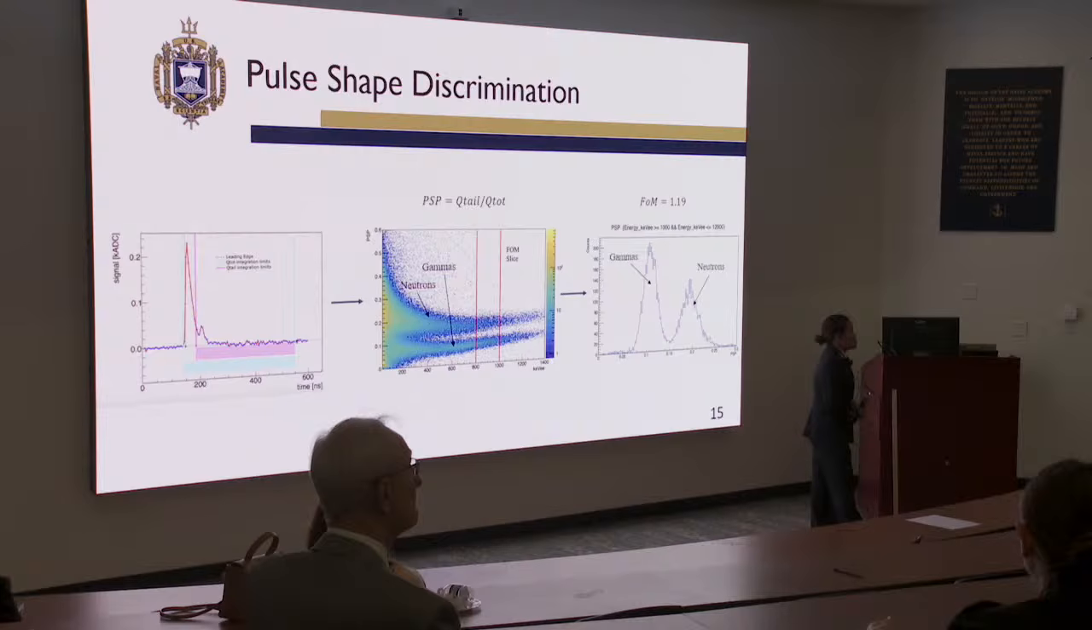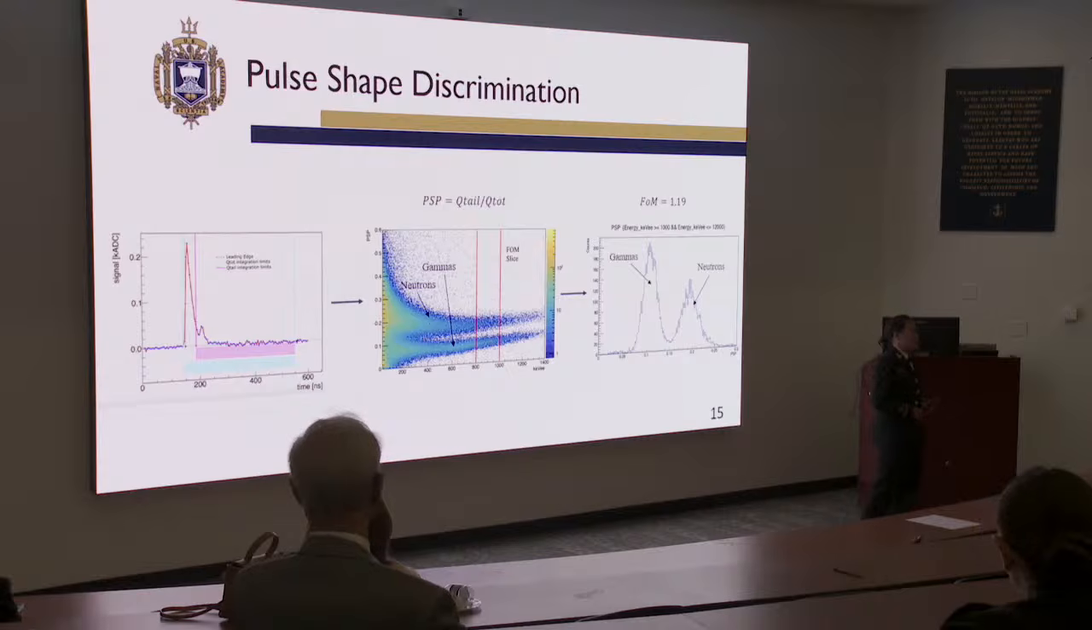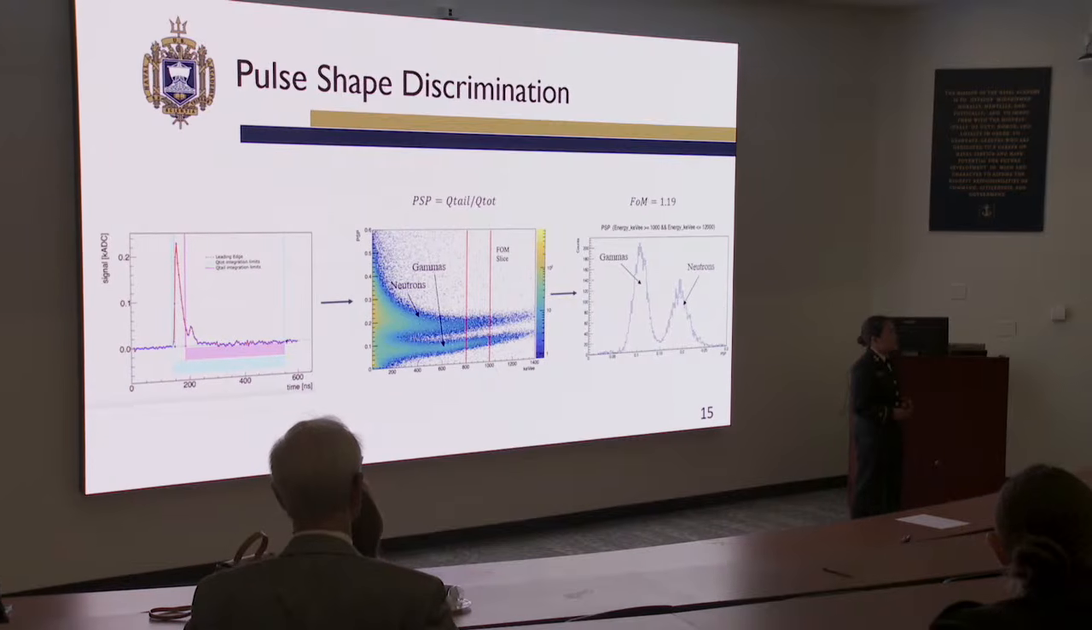So a commercial scintillator can get around 3. We're at 1.19.